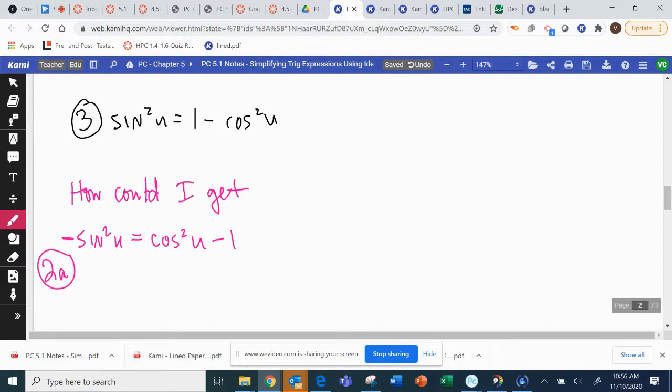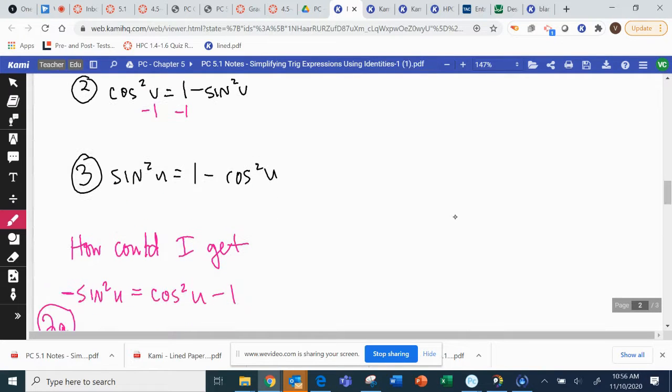We can make lots and lots of different identities by moving different things around. There might be at some point where you need negative sine squared u, or there might be a place where you need cosine squared u minus 1 instead of 1 minus cosine squared u, which you can see are different. So today we're manipulating and learning what things do.